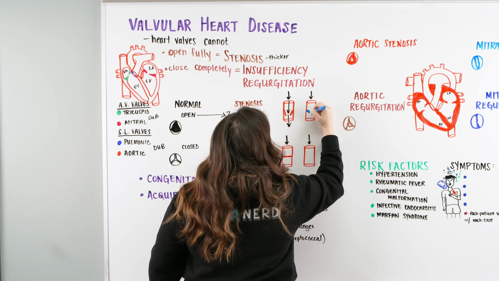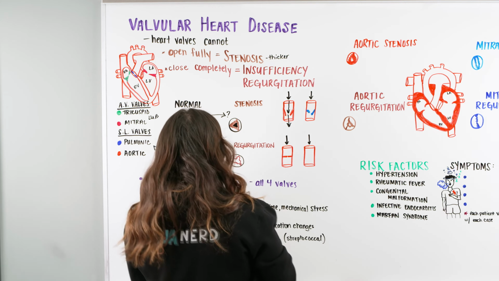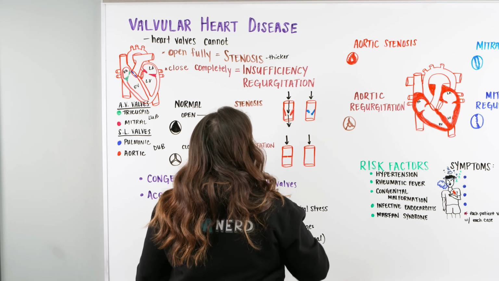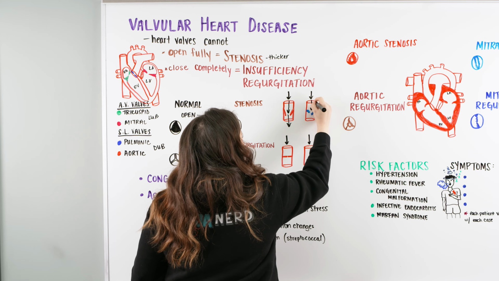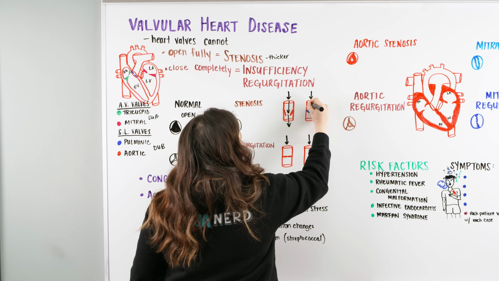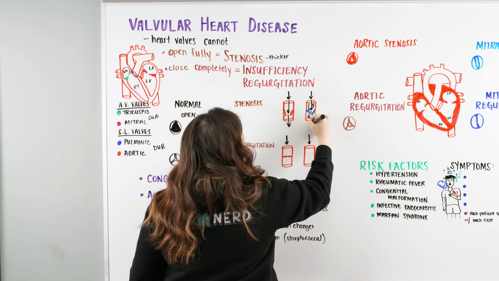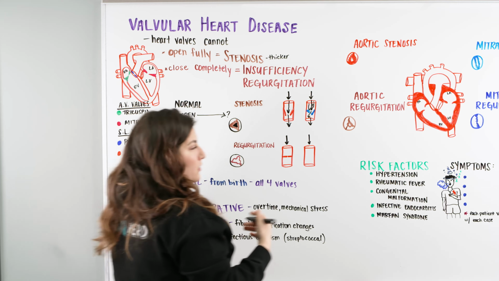Or it doesn't want to open as nicely. So maybe this one on this side's a little stiffer. This one's kind of opening, but because it's thickened, it's still creating problems. So the blood cannot get through as nicely. And what happens is there's this bouncing around, there's some shuffling of the blood, and we call that turbulent blood flow. And that's where we get our murmur, right?